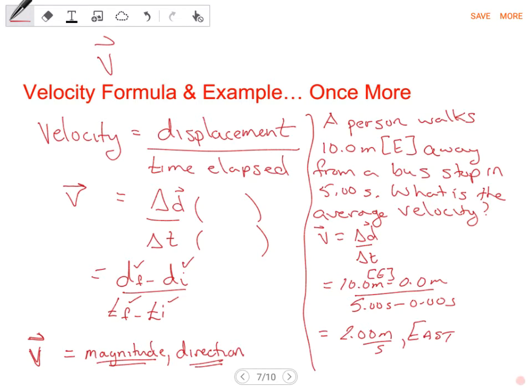As an example, a person walks 10 meters east away from a bus stop in 5 seconds. What is the average velocity? The calculation is very, very simple. Please remember, you must put V with that little vector symbol on top, and you'll see that I have my 2 meters per second, and I have my direction. It's extremely important.